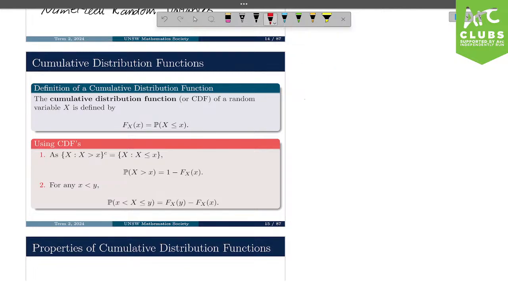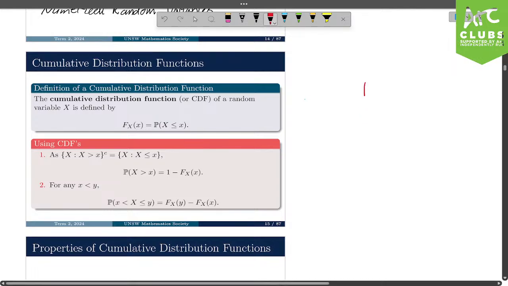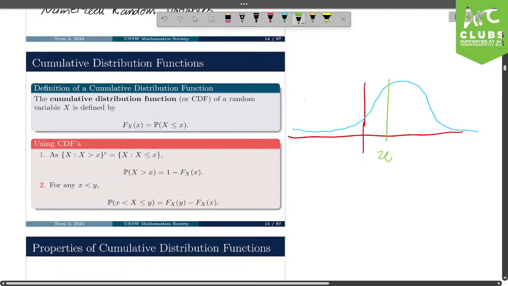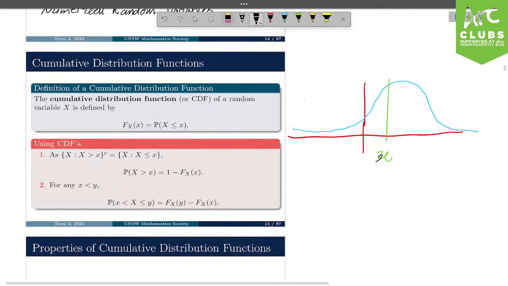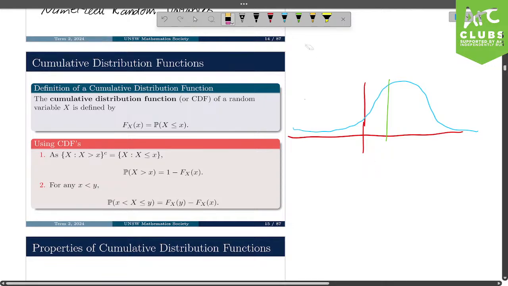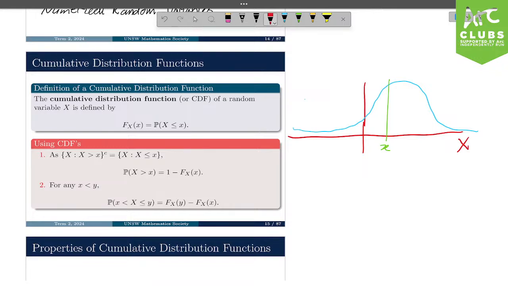Basically, the thing that you want to think about when you're thinking about cumulative distribution functions is a graph. You could have some distribution, let's say it looks like this. And the cumulative distribution function is going to be equal to the probability that X, your random variable, and let's say this is your threshold, and this is the axis of your random variable. It's the probability that your random variable takes a value less than or equal to some threshold. Okay?